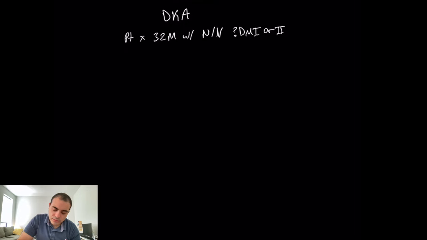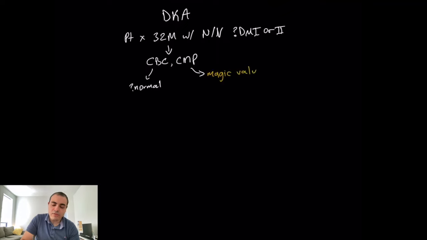So as usual, what's the first thing you're gonna do, like in terms of labs? What are you gonna order? The simple stuff. CBC and a CMP, right? And usually these patients, the CBC might be normal, and then the CMP. What's the magic value you're going to be looking at to determine if this patient is in DKA or not? Do you know?